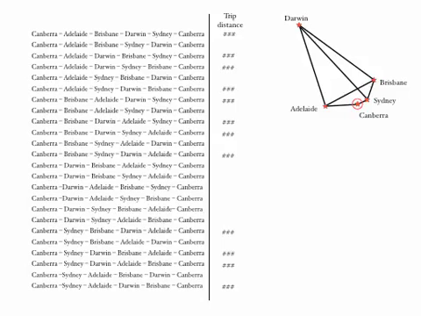So in the first one at the top of the list, he goes from Canberra to Adelaide to Brisbane to Darwin to Sydney and back to Canberra. Then from Canberra to Adelaide to Brisbane to Sydney to Darwin to Canberra is the next one, and so on. And these are all the possible routes that the salesman can take.